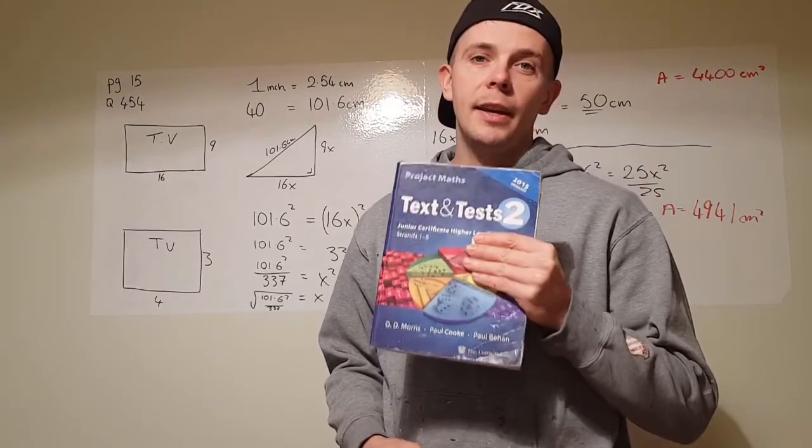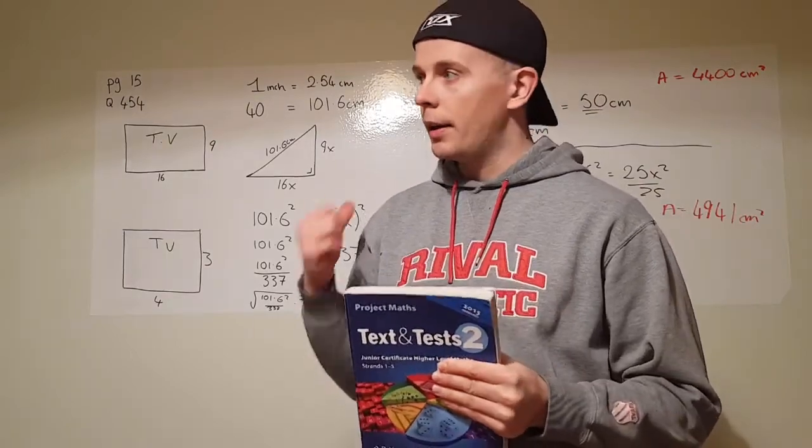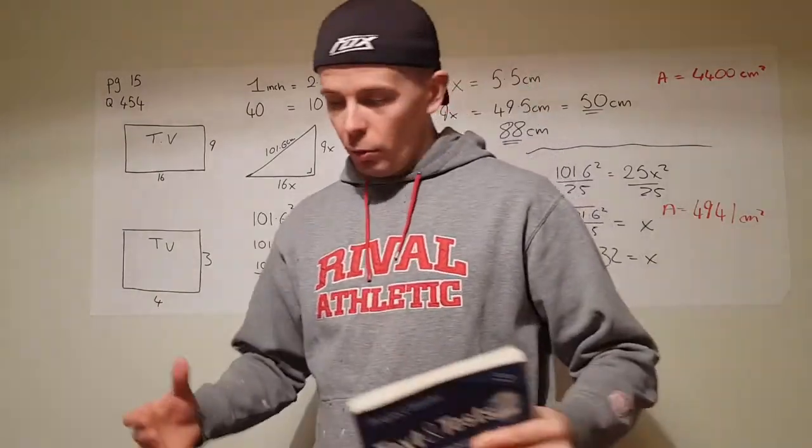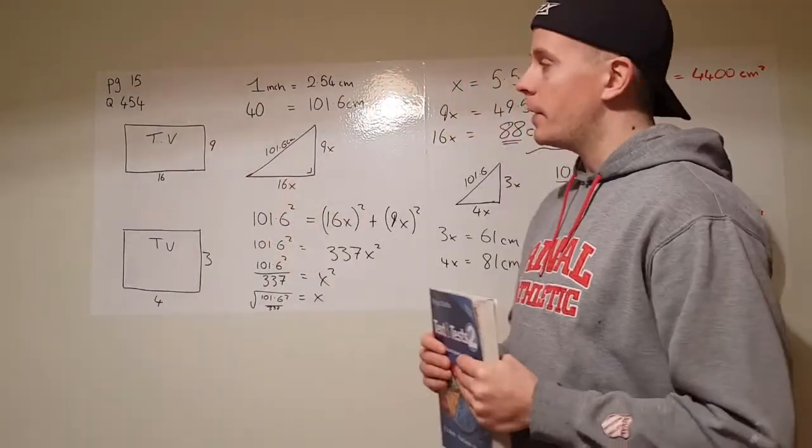But for anyone out there that's looking, Text and Tests 2, the higher level Junior Cert edition book, and again we're on trigonometry. So excuse the work clothes, just out doing a few jobs around the house, keeping busy, but here we go anyways.